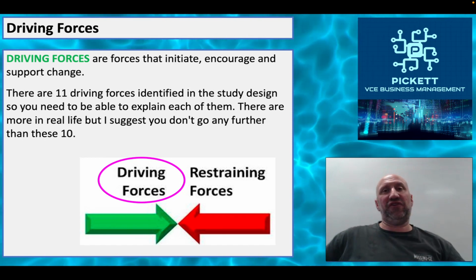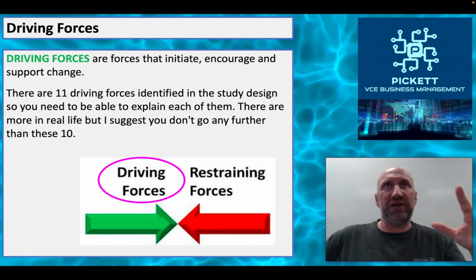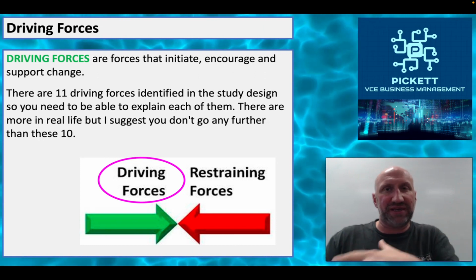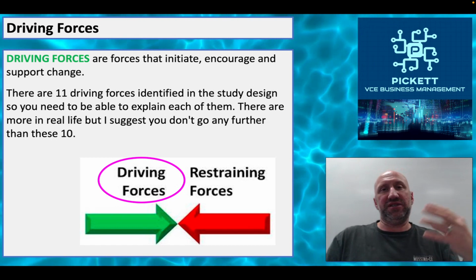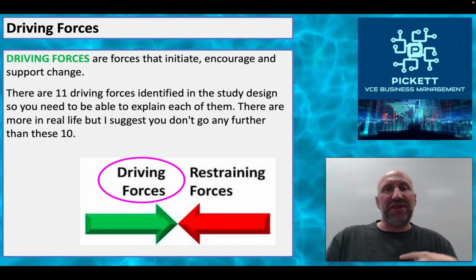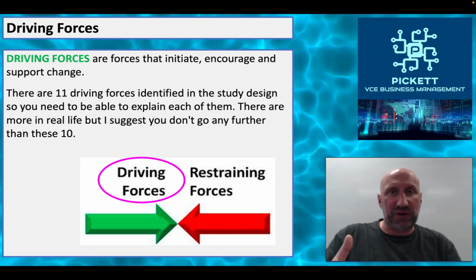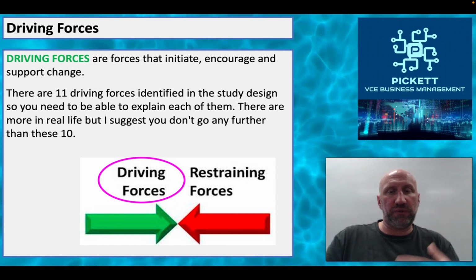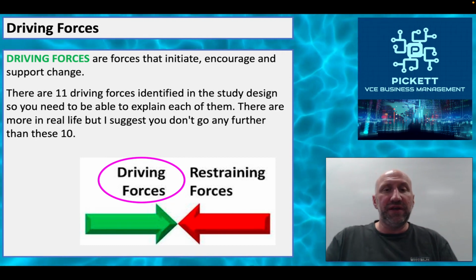So it identifies 11. Once again, like with most things in this course, these are not the only 11 driving forces that might exist, but these are the 11 identified in the study design. These are the ones that you can be questioned on, and these are the ones which could be used to answer any question that they could throw at you. So I would suggest, again, you don't go further than these. Not 10, it's actually 11.